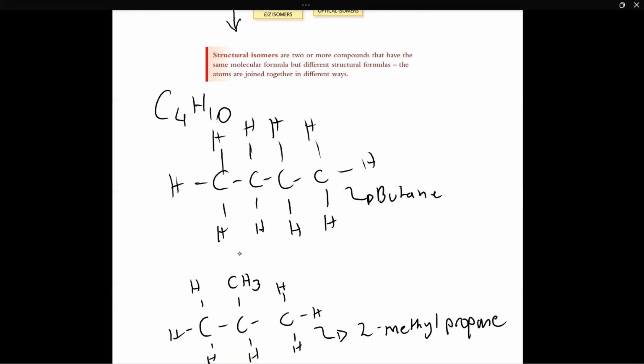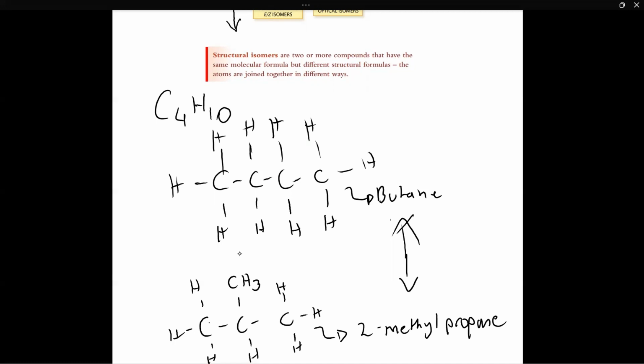And it has the exact same formula as butane, but the structural formula is completely different. These two molecules are completely different from one another, yet they have the same molecular formula, which is C4H10. We can verify that. So let's look at 2-methyl propane. 1, 2, 3, 4 carbon atoms, and 1, 2, 3, 4, 5, 6, 7, and 7 plus 3, 10 hydrogen atoms.